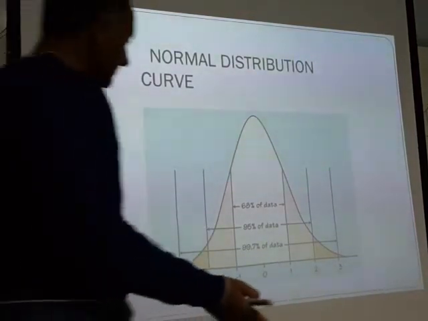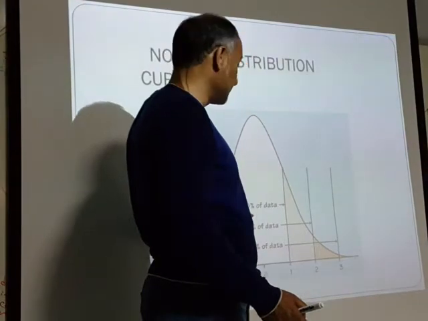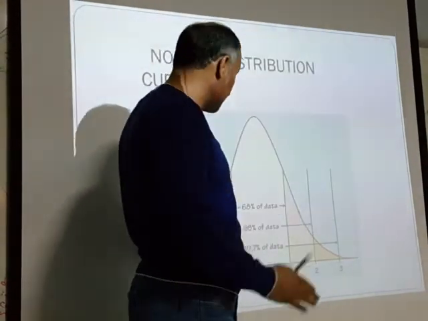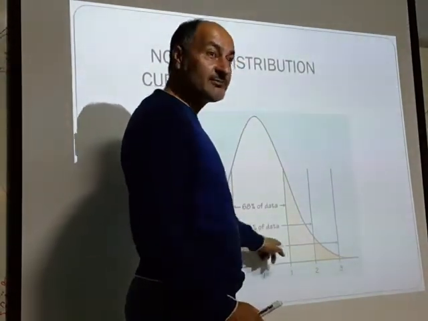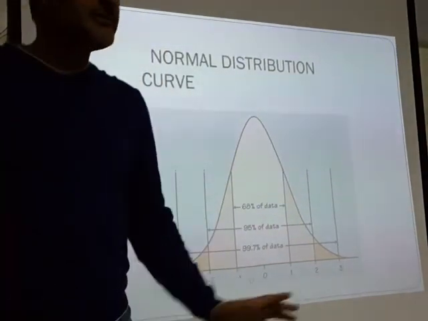Within one standard deviation, 68% of your observations fall here, 95% within two, and 99.7% fall within plus or minus 3 standard deviations.